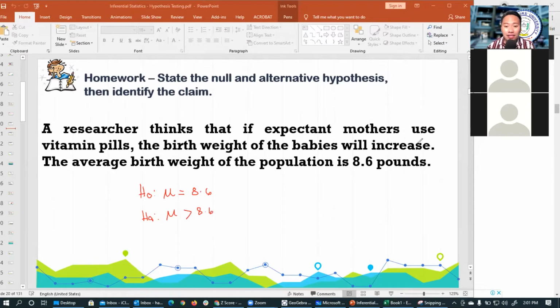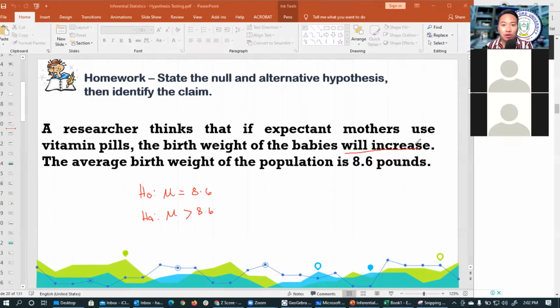Because of the statement that says will increase. So you need to be careful in reading the situation, guys, or the problem. You have to level a little bit higher your reading comprehension in determining the null hypothesis and the alternative hypothesis. Okay? So again, how to answer test of hypothesis or hypothesis testing.